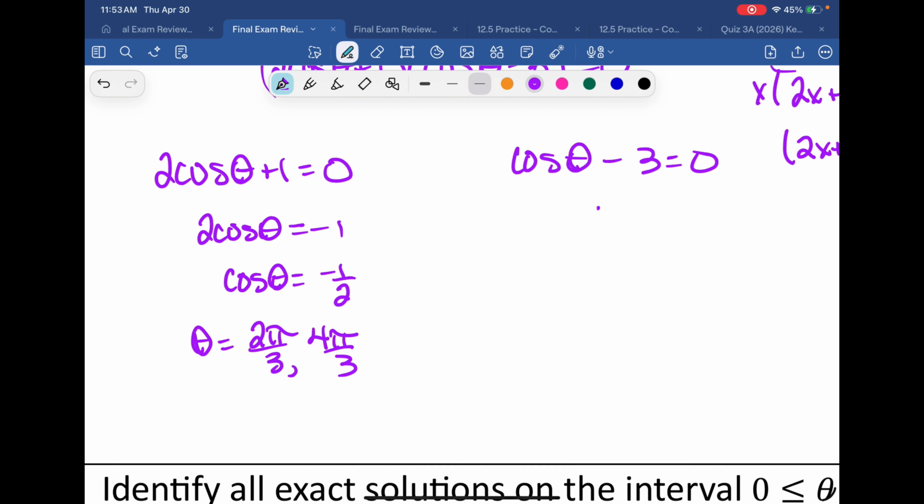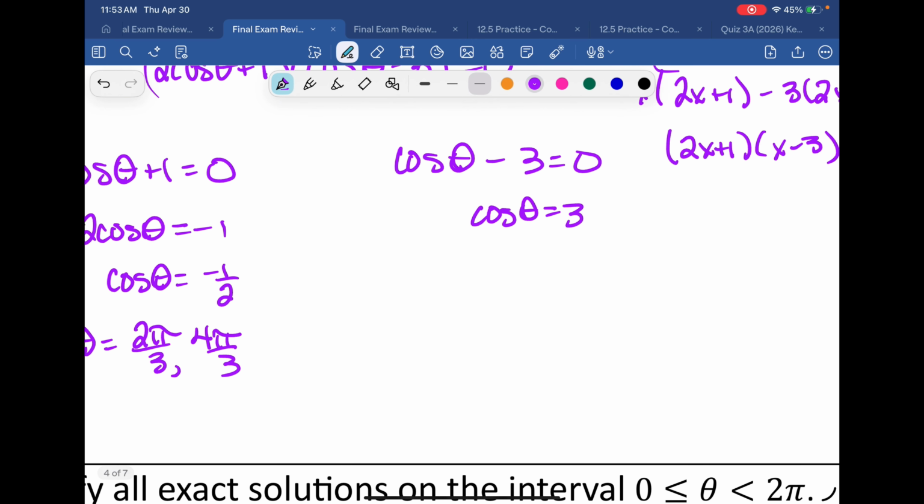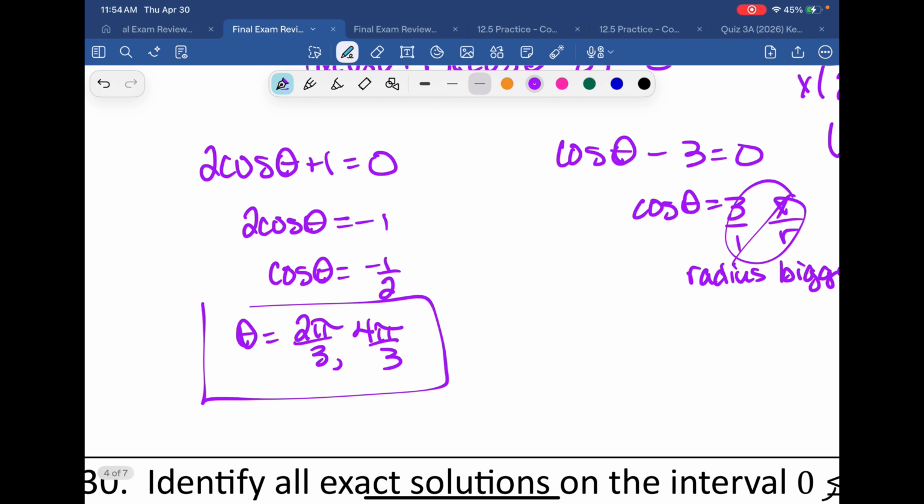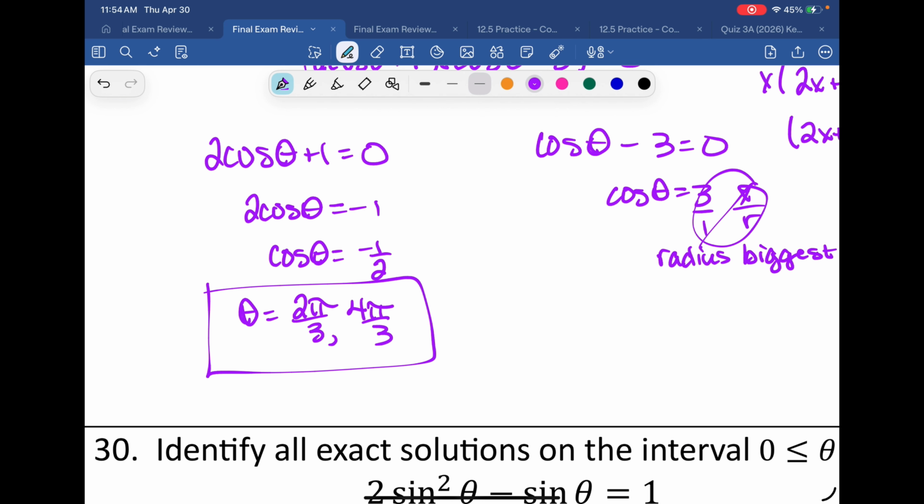If I go over here, cosine theta equals 3. Remember that cosine is x over a radius. This is 3 over 1. Radius has to be the biggest side, so this can't exist. All right, so you're not going to get any answers on this one. So my only two solutions are 2 pi over 3 and 4 pi over 3.